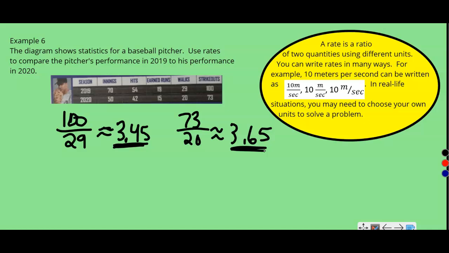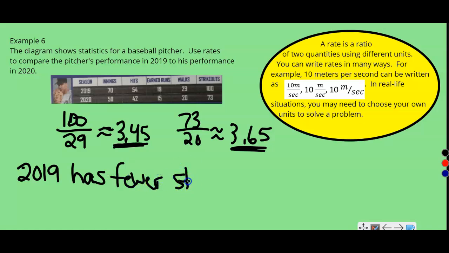So 2019 has fewer strikeouts per walk. That would be considered our unit, strikeouts per walk. And we got that because those are the two categories that we used to compare.